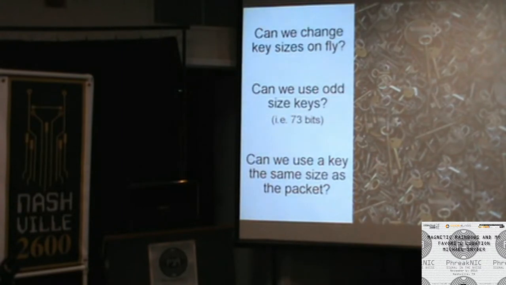So, in other words, could you imagine being an eavesdropper and somebody's using 73 bits instead of 74 or an even number? That would make it very hard to decode.